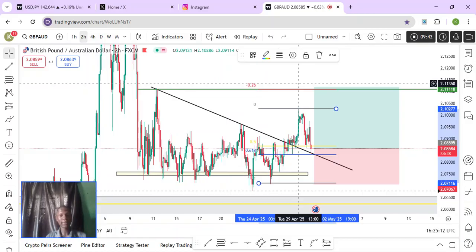So this is the setup for the GBP AUD. You guys can see my screen clearly. What we are just going to do now is wait for a nice engulfing candle on the 2 hours time frame.